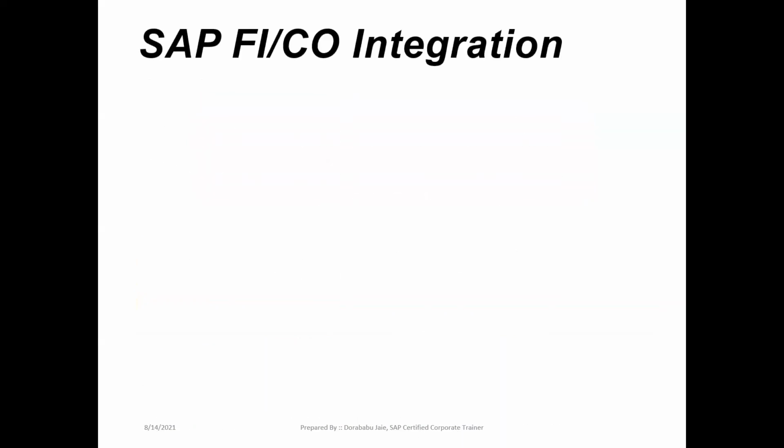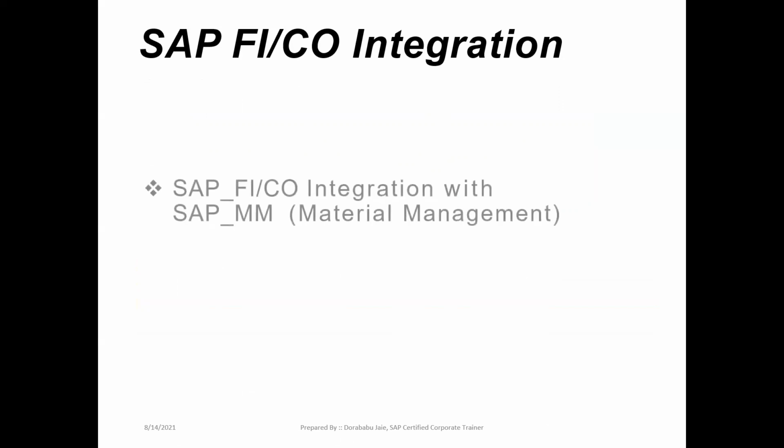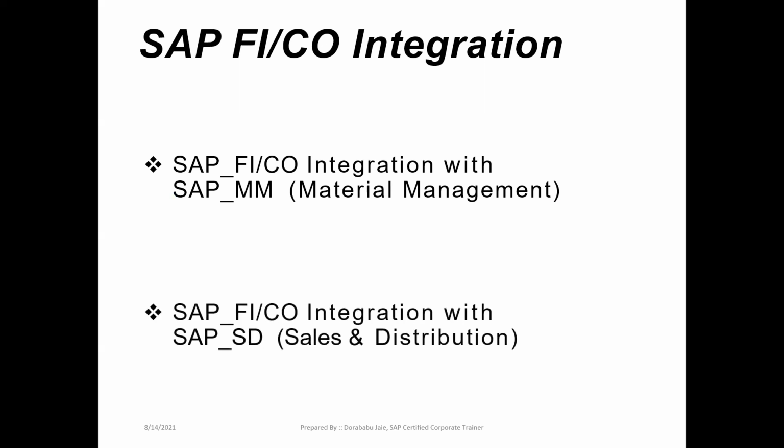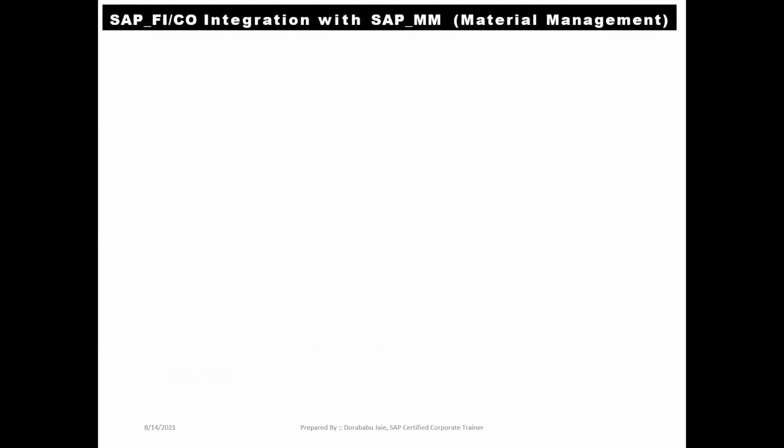Next level, very important: SAP FICO integration with other modules. In that, first one is SAP FICO integration with MM, that is materials management, and continuing, SAP FICO integration with SAP SD, that is sales and distribution. First, we'll go for the first one in the integration part: SAP FICO integration with SAP MM, that is materials management.